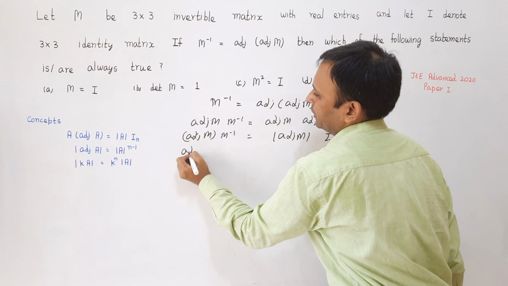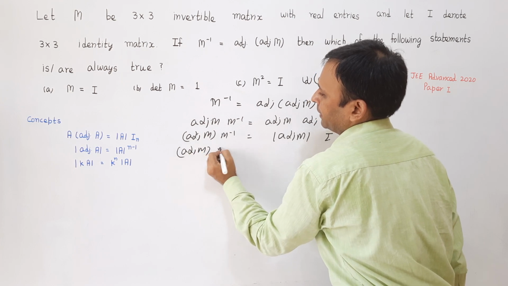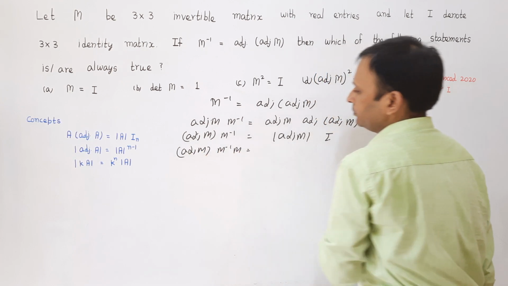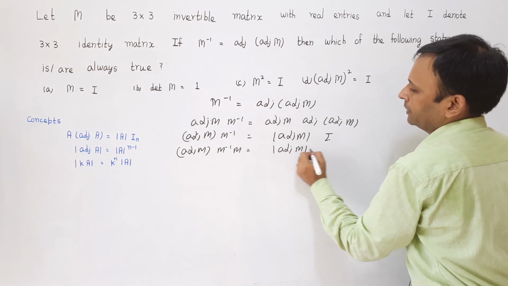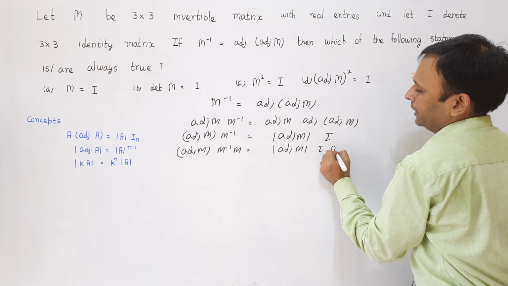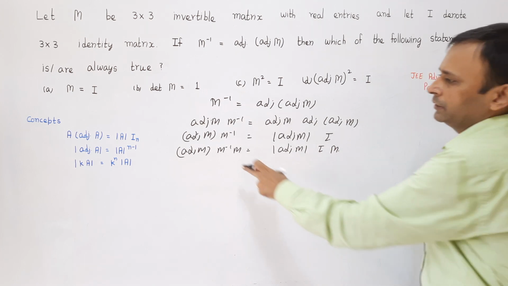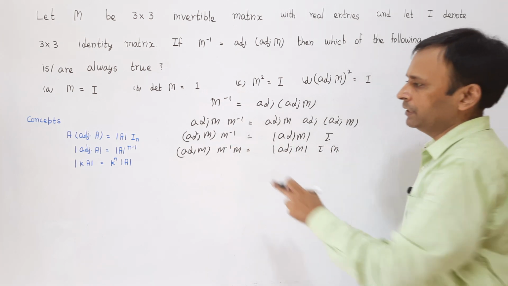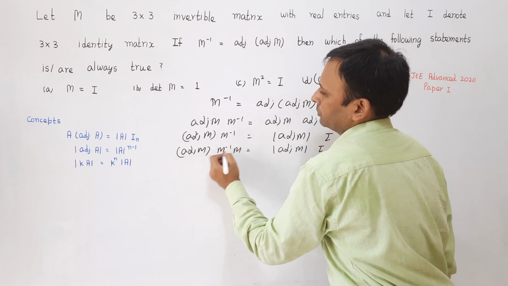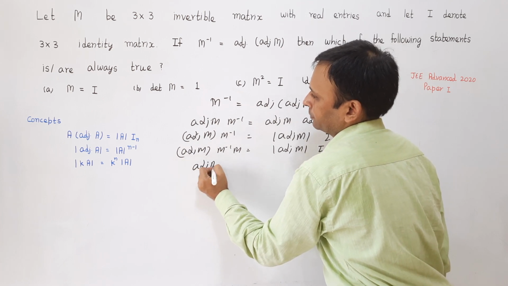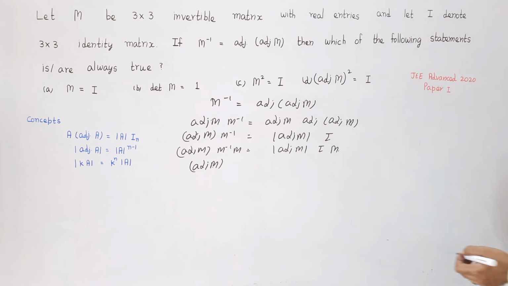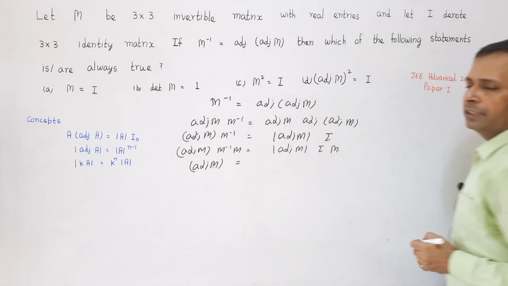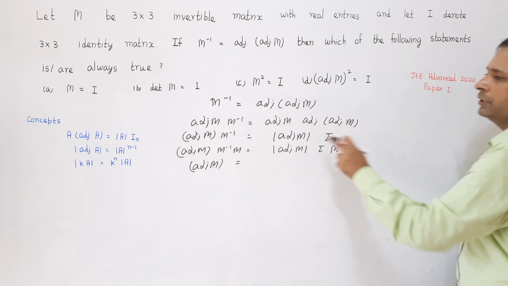So what we have is adjoint of M multiplied by M inverse M is equal to determinant of the adjoint of M multiplied by I multiplied by M. So this M inverse into M becomes an identity matrix. So adjoint of M multiplied by the identity matrix will be adjoint of M only. So what we have on the right hand side is the determinant of the adjoint of M.